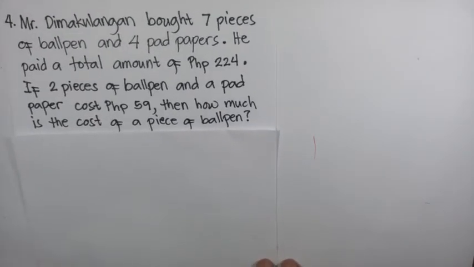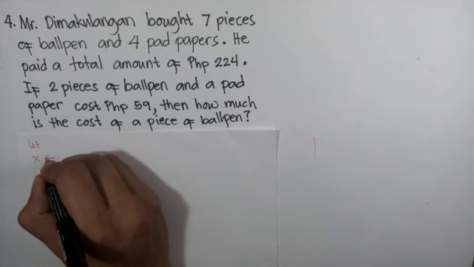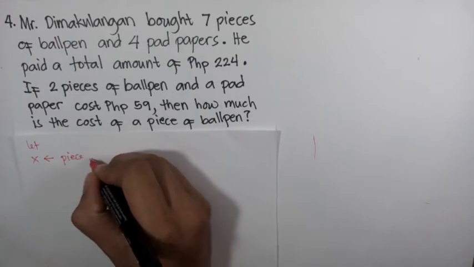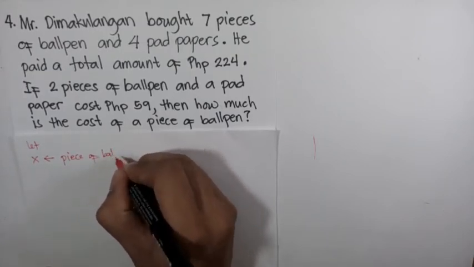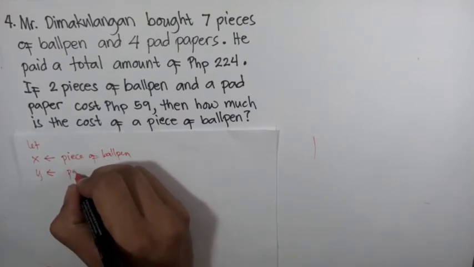Now, this time, let's read. Mr. Di Makulangan bought 7 pieces of ballpen and 4 pad papers. He paid a total amount of 224 pesos. If 2 pieces of ballpen and a pad of paper cost 59 pesos, then how much is the cost of a piece of ballpen? Now, the subject here, it's the ballpen and the pad paper. So, we are going to assign variables for that. Let x be a piece of ballpen. And then let's say y will be a pad paper.